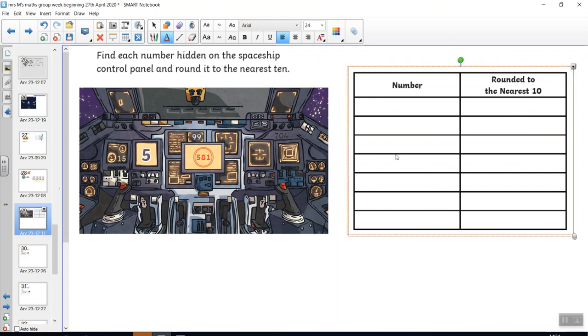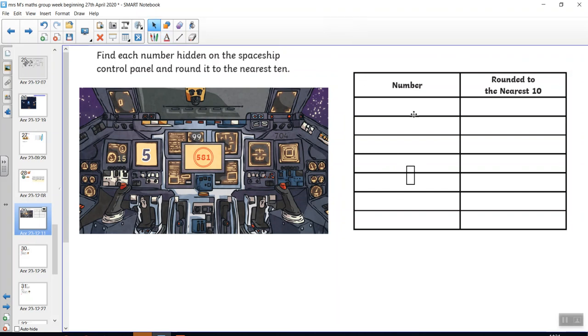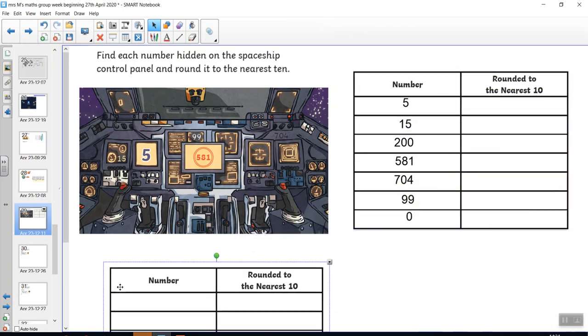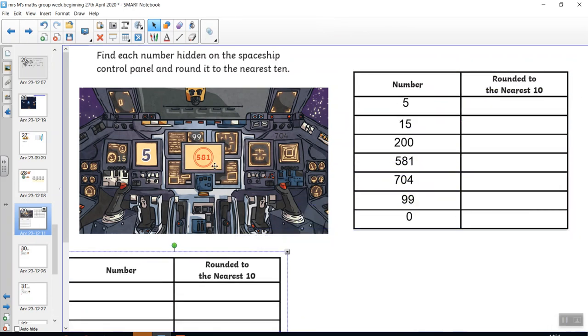Okay children, so hopefully you found the following numbers. Hopefully in the picture you found 5, 15, 200, which I think is hiding down there, 581, 704, 99 and 0. So all the numbers.